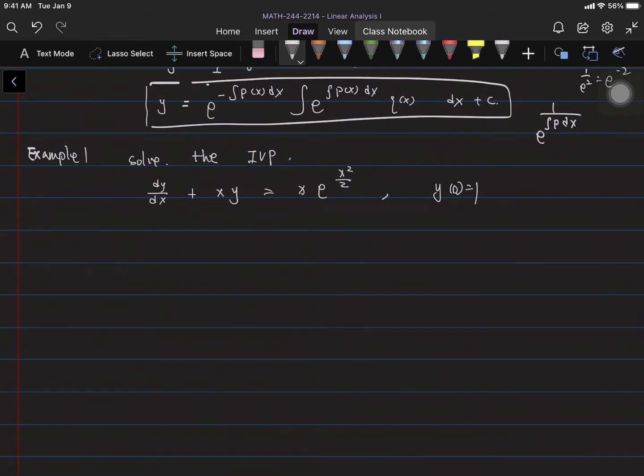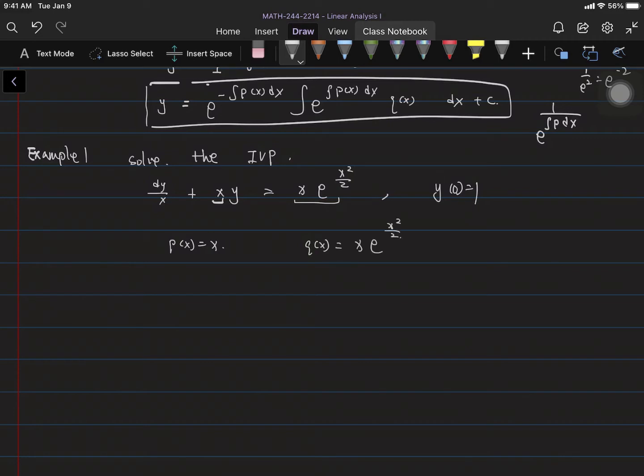Let's see. Firstly, we need to tell if this is standard form or not standard form. If it's not standard form, we need to change it into standard. But here it looks like the coefficient is 1, right? So it's standard form. And first we need to know what is our P, what is our Q. So P(x) is x, and Q(x) is x e to the x squared over 2.